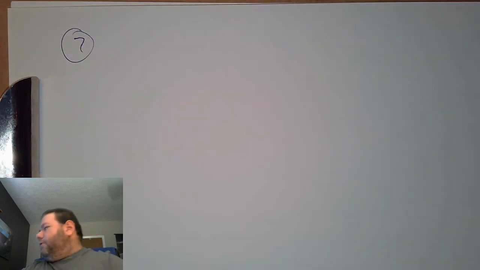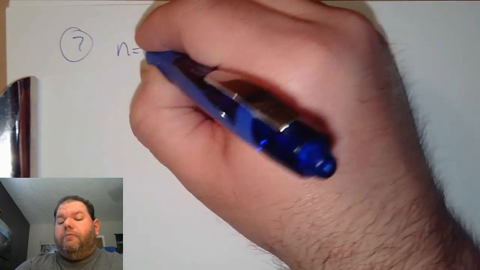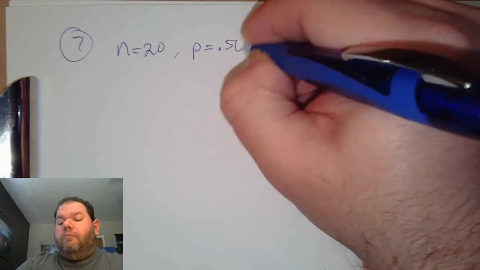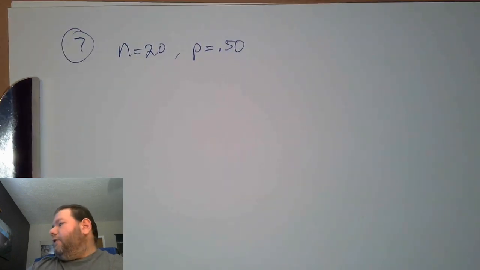Seven is our binomial distribution. It continues with our binomial distributions. A recent study found that 50% of teenage consumers receive their spending money from part-time jobs. 20 teenagers are selected at random. So right off, that tells us that N is equal to 20 and P is equal to 0.50.